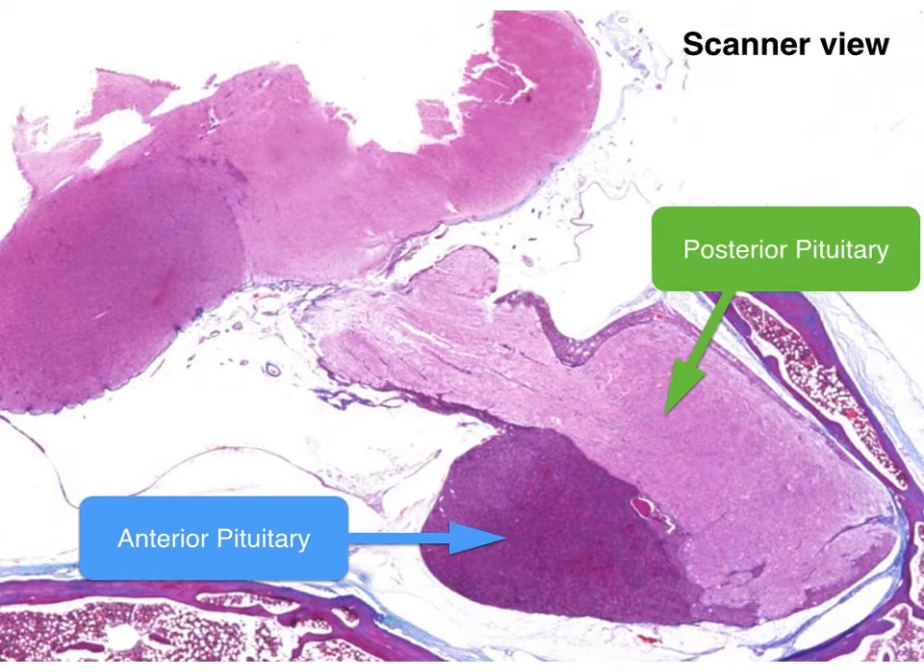Let us start with the pituitary gland. The pituitary gland is divided into two parts: anterior pituitary and posterior pituitary. Aside from having distinct histologic characteristics, the two parts have different embryonic origins. The anterior pituitary gland originates from the Rathke's pouch, while the posterior pituitary gland develops from the downward growth of the diencephalon.